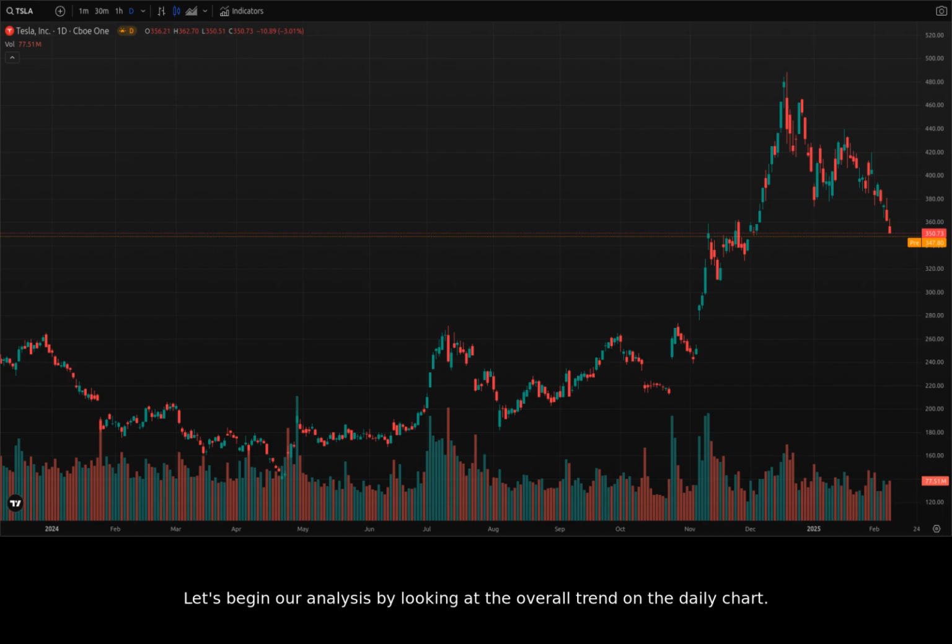Let's begin our analysis by looking at the overall trend on the daily chart. The daily chart showcases a period of significant volatility over the past few months. We observe several instances of support and resistance, particularly around the $200 and $250 levels.